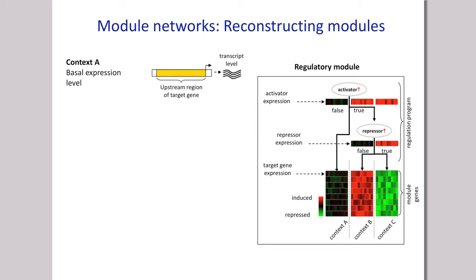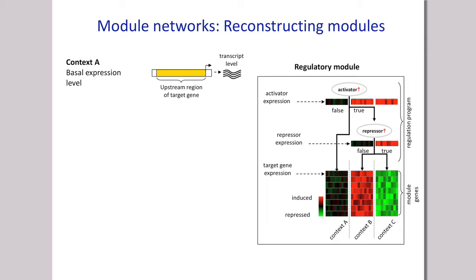So as regulatory modules, we're going to call a set of co-expressed genes with a shared regulation program. And this led us to suggest a model that we call module networks, which underneath it, for those of you who come from machine learning, it is actually a Bayesian network, but it's a Bayesian network with certain constraints. And it's going to be motivated by the following biological story.